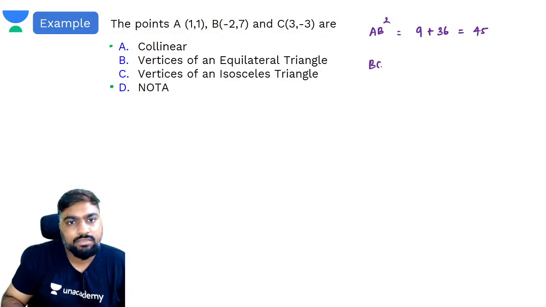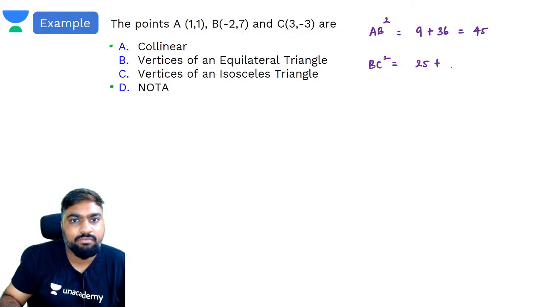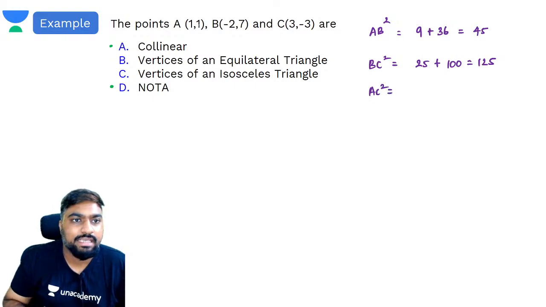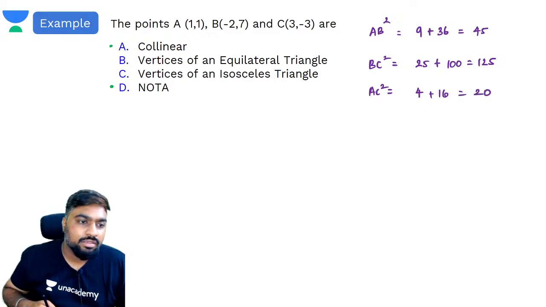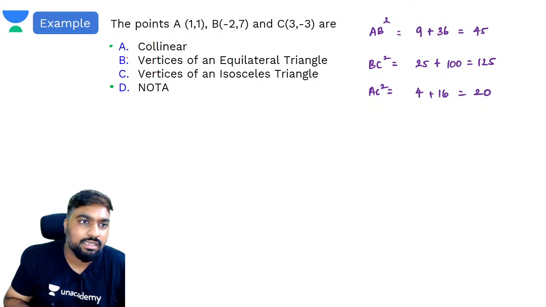Same way BC square. How much is BC square? 3 minus of -2 is 5, 25, plus (-3 - 7) is -10, 100, so 125. And AC square, how much is AC square? 3 minus 1 is 2, 2 square is 4, -3 - 1 is -4, 16. This is 20. So we know they don't form a right triangle. We know their squares are not equal, so they are not an equilateral triangle. No two squares are equal, so they're definitely not an isosceles triangle.